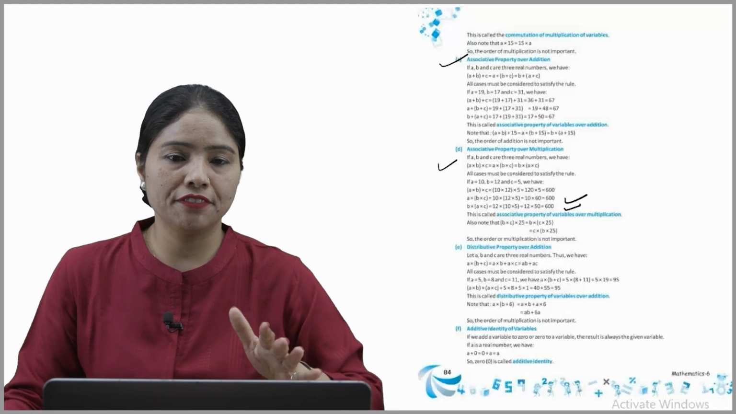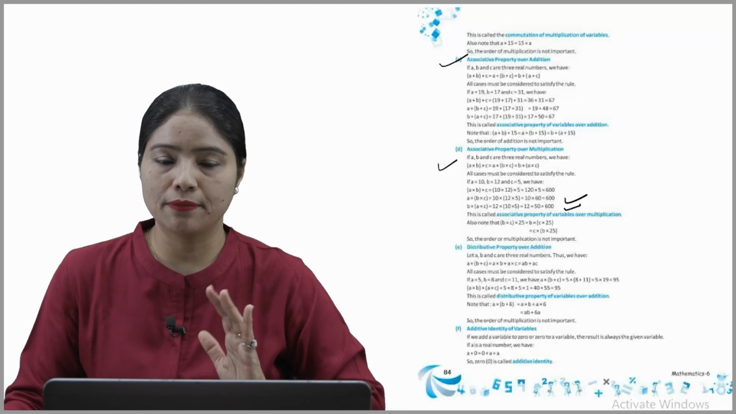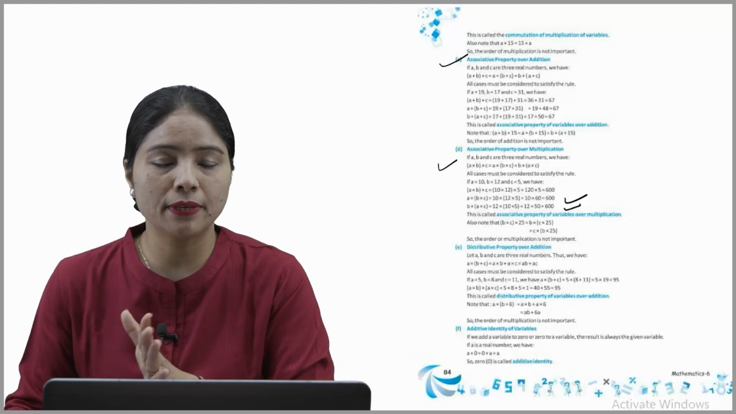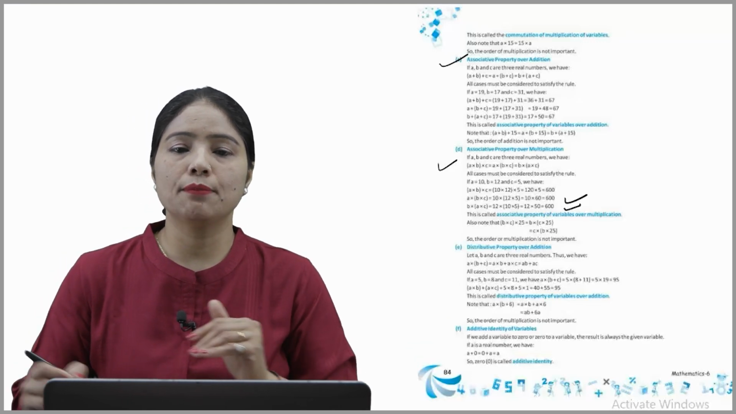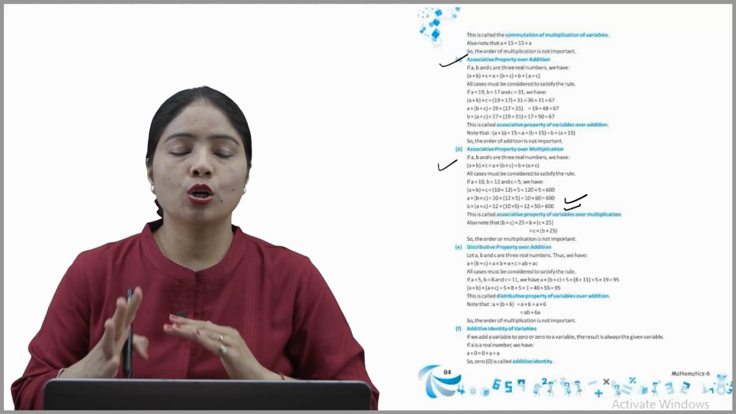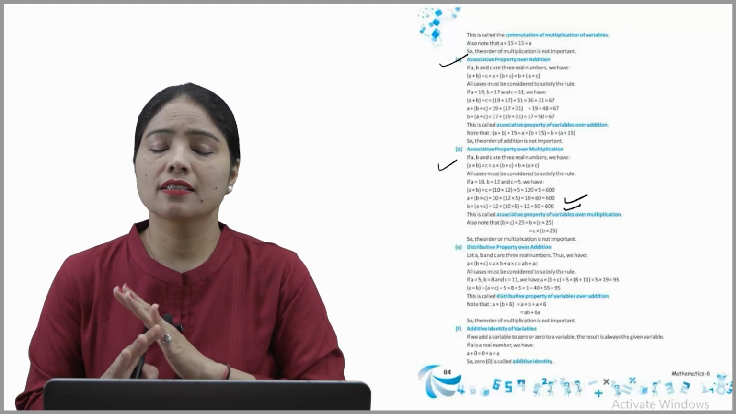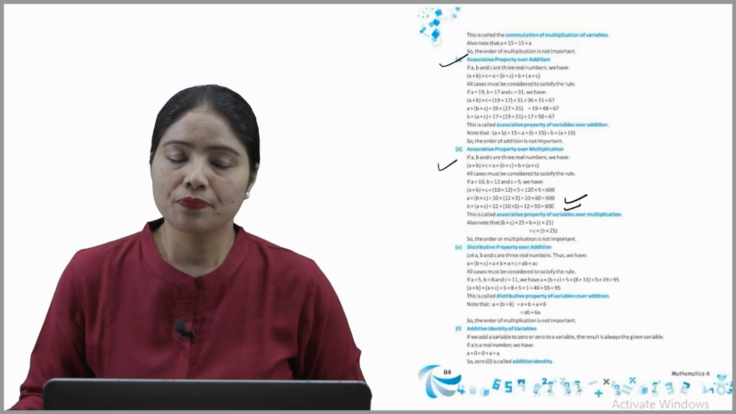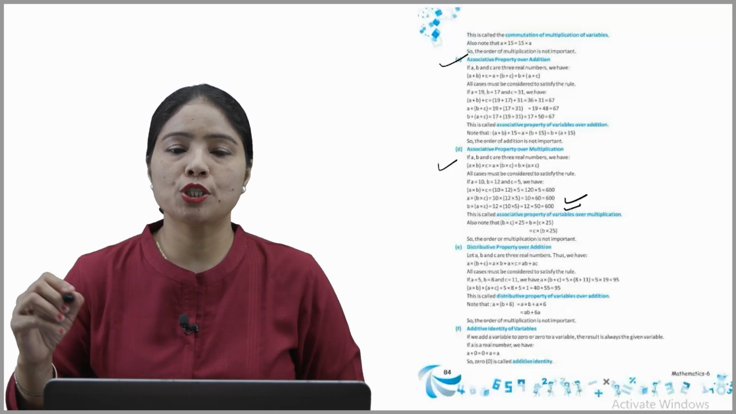Also note that b into c into 25 is the same as c into b into 25. So the order of multiplication is not important. Now distributive property over addition.